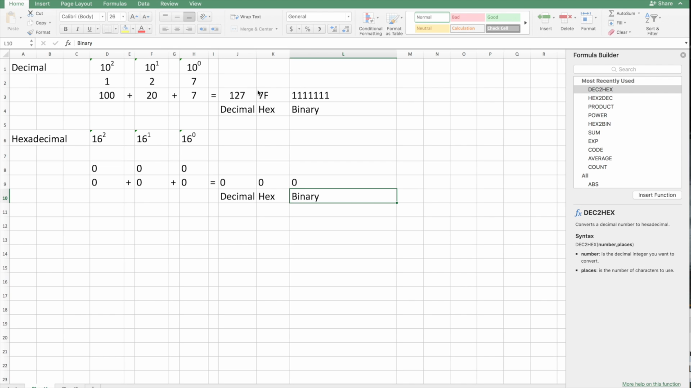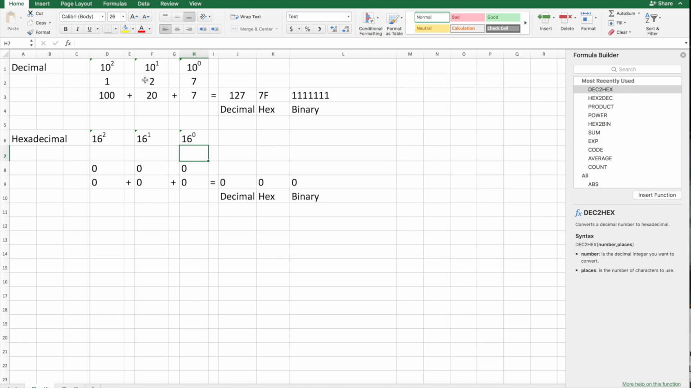Let's put in the 7F that we had up here and see what kind of result we would get with that. So let's talk a little bit about the 16 digits of the hexadecimal system. In our system up here, the decimal system, we have 0 through 9. That's 10 digits in a base 10 system.